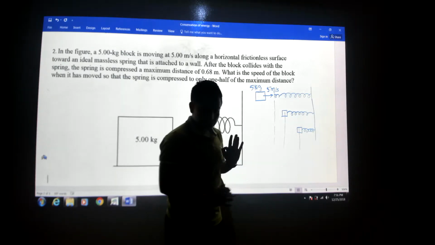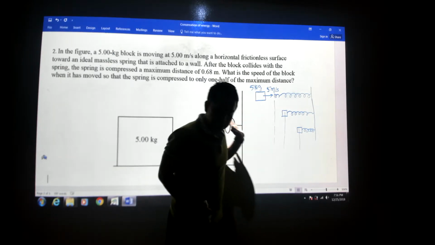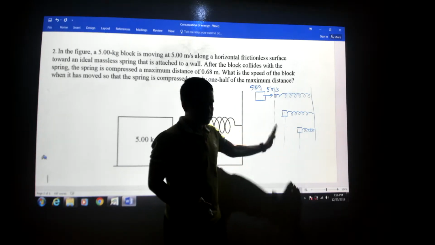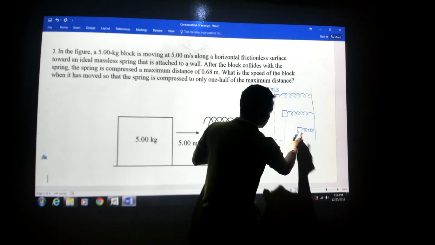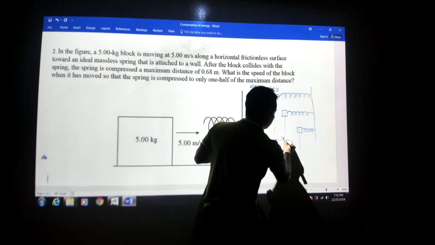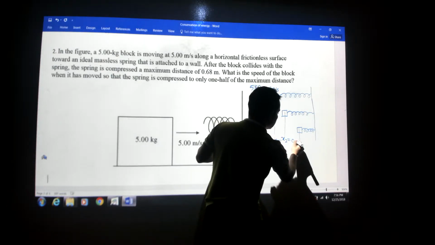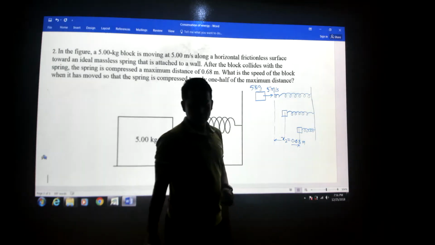So the maximum it can compress when this block is moving is 0.68 meter. That means that this distance is 0.68. So this is the maximum compression. I call this displacement x2, which is equal to 0.68 meter.